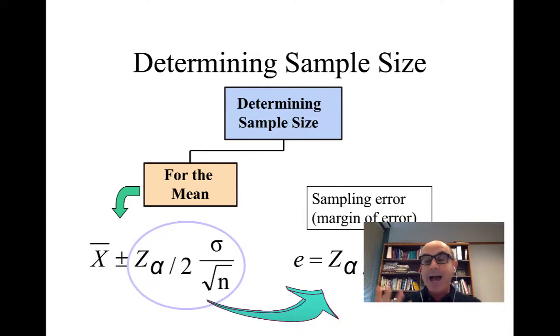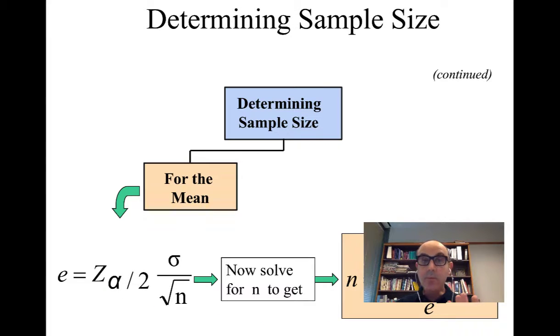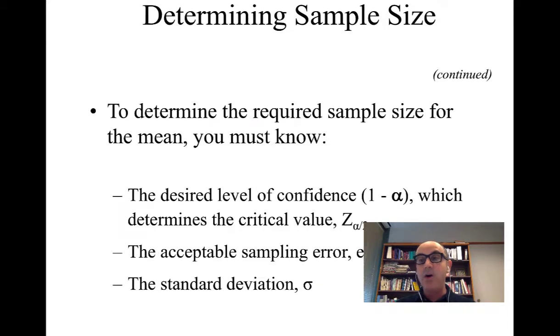So how do we determine it? I tried to illustrate that in this demonstration. We have determined the size for the mean, and by doing the calculation we are able to find the sampling error, the margin of error, and by doing that we are determining the sample size. In this case, we solve for n to get the following formula. To determine the required sample size for the mean, you must know, first of all, the basic premises of that type of question.